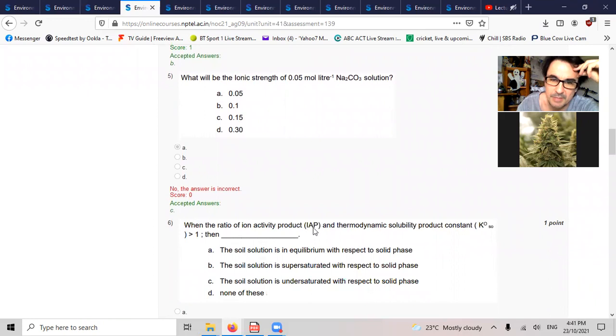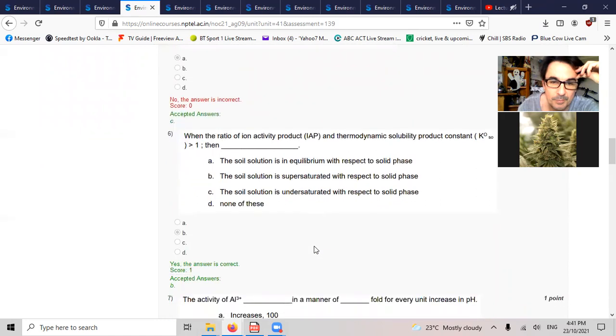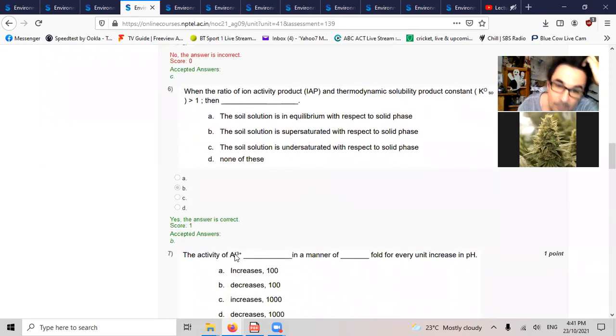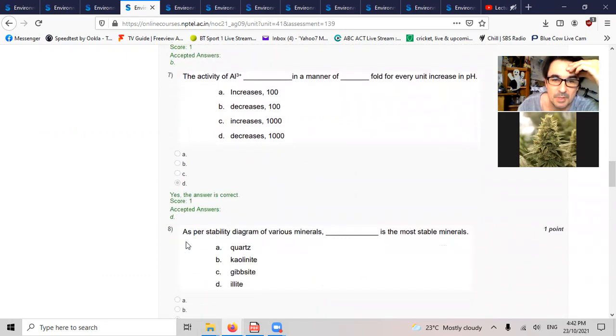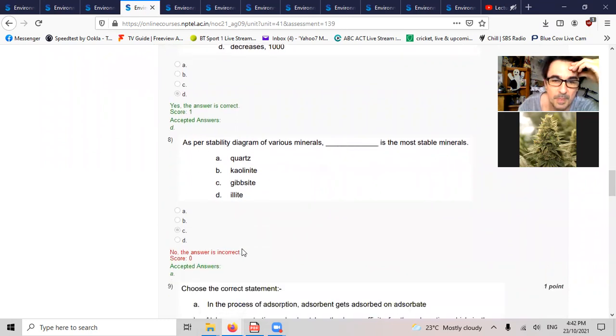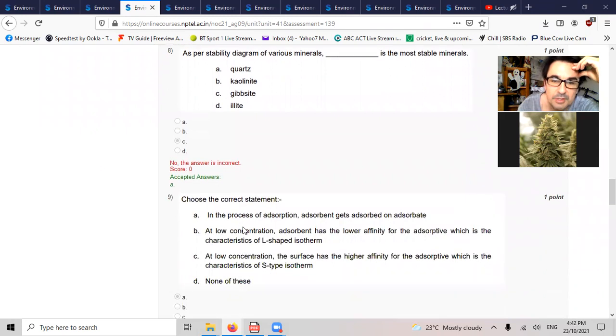When the ratio of ion activity product to the thermodynamic solubility product constant is such, then the solution will be saturated. B, the activity of ion, I think it decreases. Decrease is good. As per the stability diagram, which is the most stable mineral? Quartz is the correct statement. Yeah, these are all right. All wrong, sorry, so it's none of them.